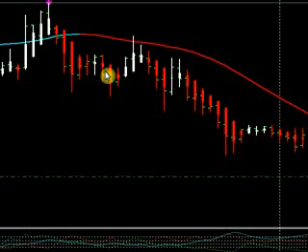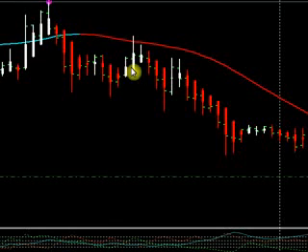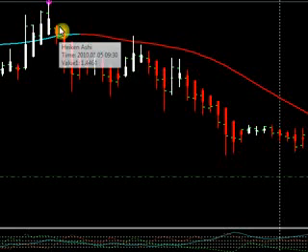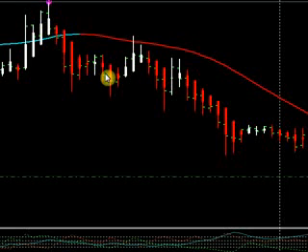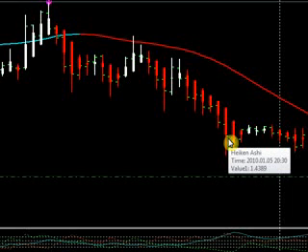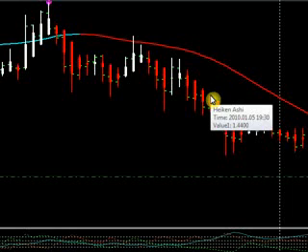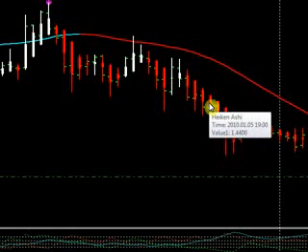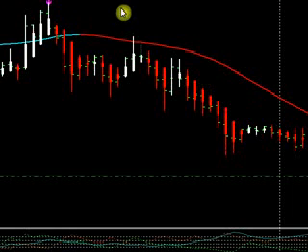I'm on a Euro USD chart right here. I pretty much use this on most major currencies, the Euro USD or the Great British Pound, the Japanese Yen. You can use it on just about any market. And I always am using a 30-minute chart. This is a 30-minute time interval chart. Always using a 30-minute chart on any one of those currencies.